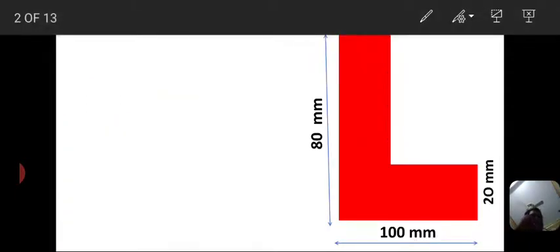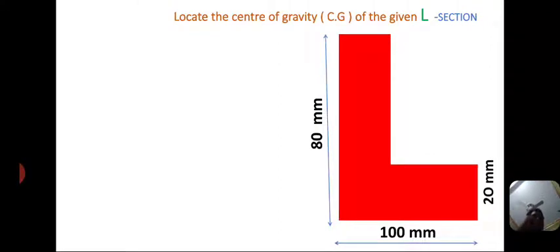So here you can see the diagram of an L section. The question is: locate the center of gravity of the given L section. The dimensions of the L section are 20 mm thick, 100 mm base, 80 mm height. First of all, the given L section is split up into two small rectangles.